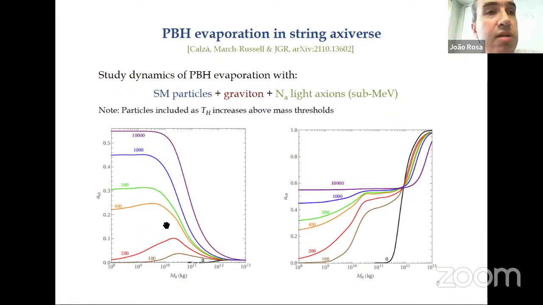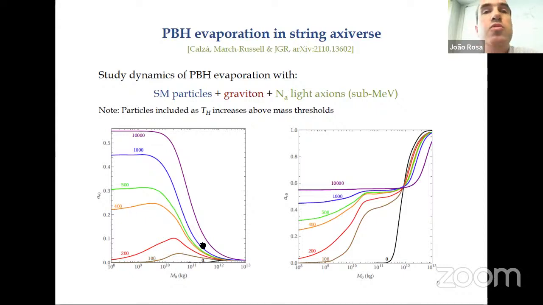We also included 10,000. And you see that if we start with a very low spin, as expected for black holes formed in the radiation era, if you don't have any axions, this is the black curve, the black holes just spin down. So we don't expect to see any light black holes today with spin. Whereas if you have hundreds of axions, the black hole actually spins up. The more axions you have, the more it spins up.